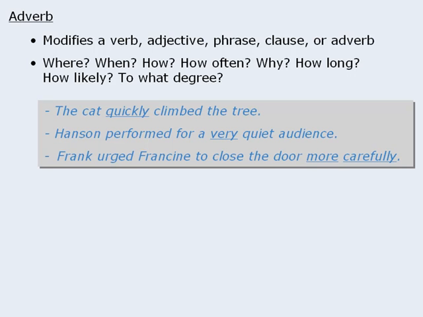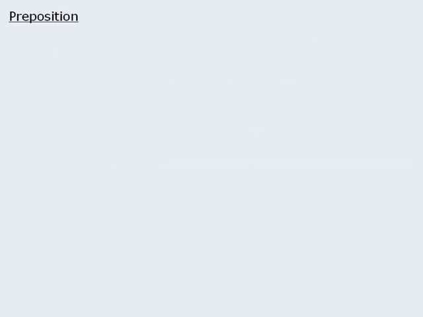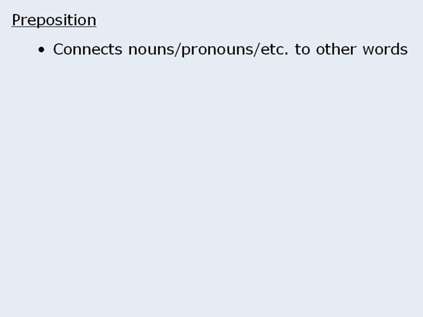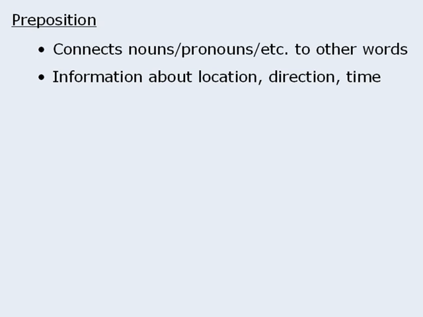Okay, the last part of speech to discuss in this lesson is the preposition. A preposition is a kind of connecting word. It joins a noun, pronoun, or group of words acting like a noun to another word in a sentence by showing the relationship between them. A preposition can provide information about location, direction, space, or time, or it can provide information about the logical relationship between two things.